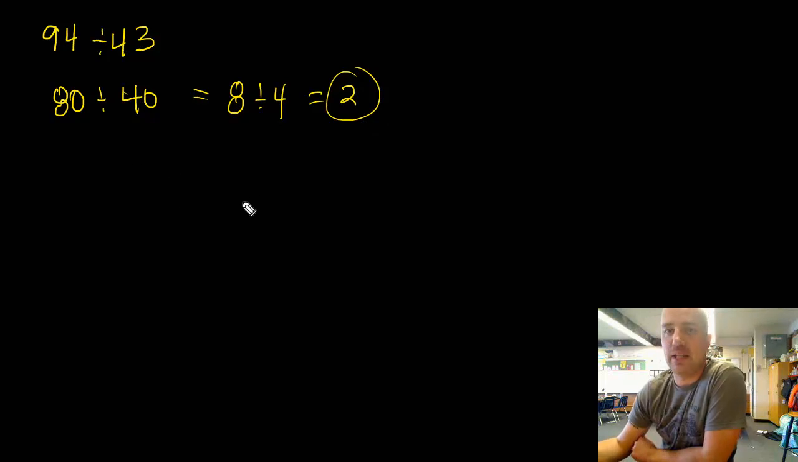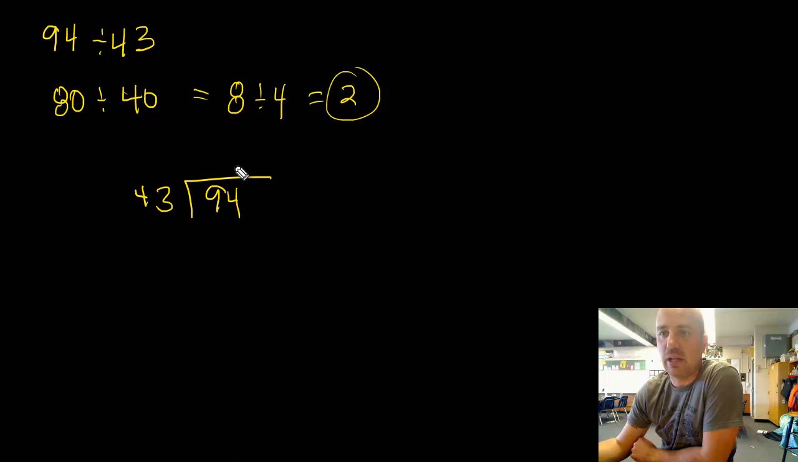And if I go ahead and put that into my standard algorithm of 94 divided by 43, and I have my estimated quotient of 2 up top, I'm going to say, well, what is 2 groups of 43? Two groups of 43 would be 86. And so now I'm going to find the difference.